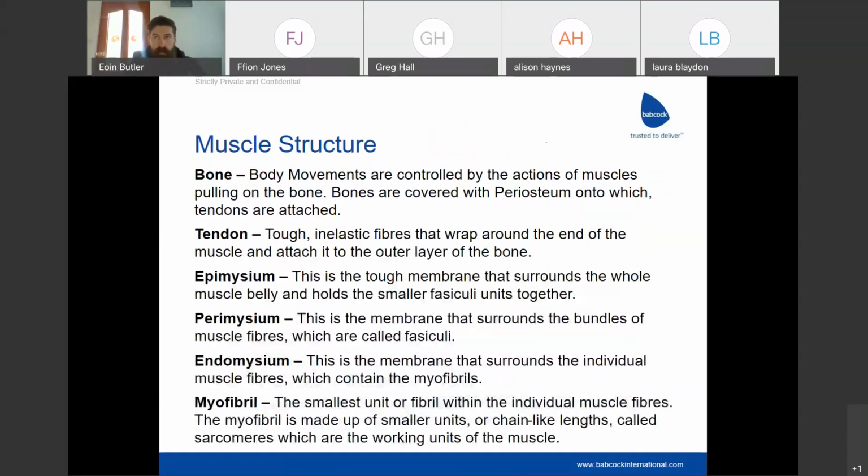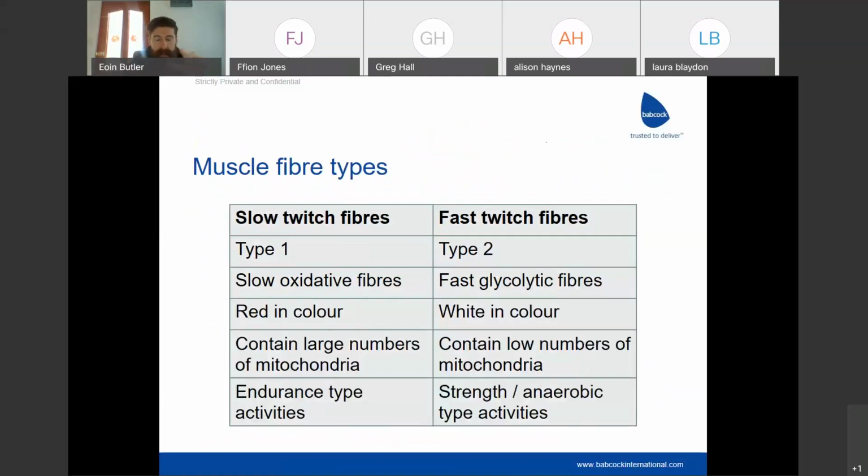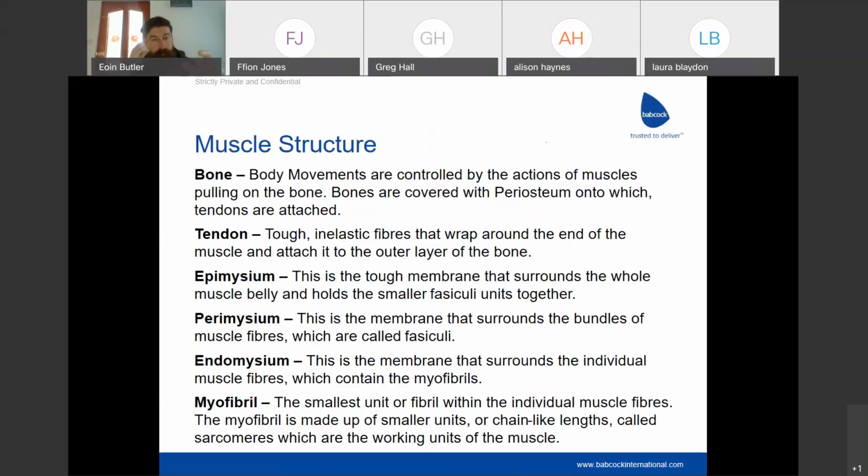Just to recap, the sliding filament theory. I'm recapping a little bit from level 2. The sliding filament theory states that when the myosin head nods, it pulls the ends of the sarcomere and actin together, causing a muscle contraction.